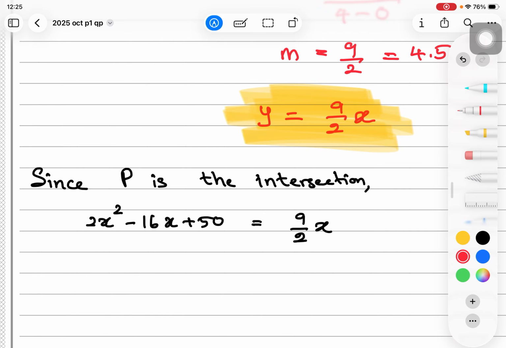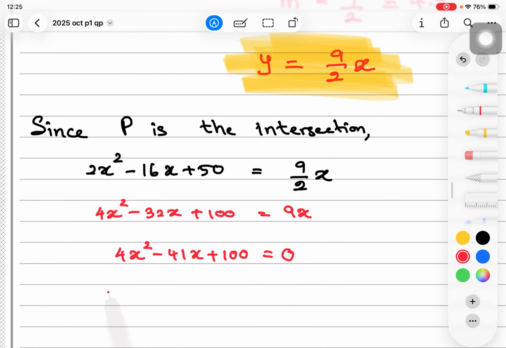Okay, to equate this, we're going to have 4x squared minus 32x plus 100 giving us 9x. So now it's just a matter of factorization. We have this answer. Factorization is where you have to think of a number. We know the theory part: you multiply 4 times 100, which will be 400, and you have to check how it comes out. Probably it will be 40 and 10, no, it's not. Yeah, we can go with 16 and 25, and both have to be negative.